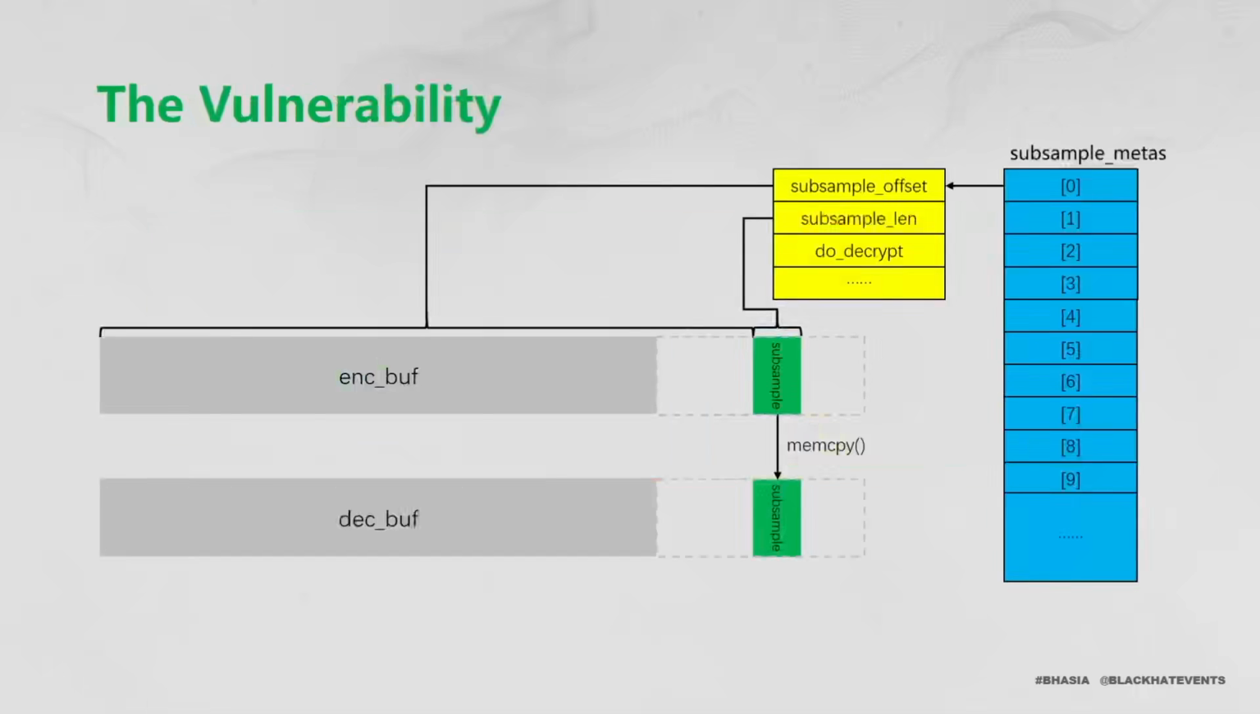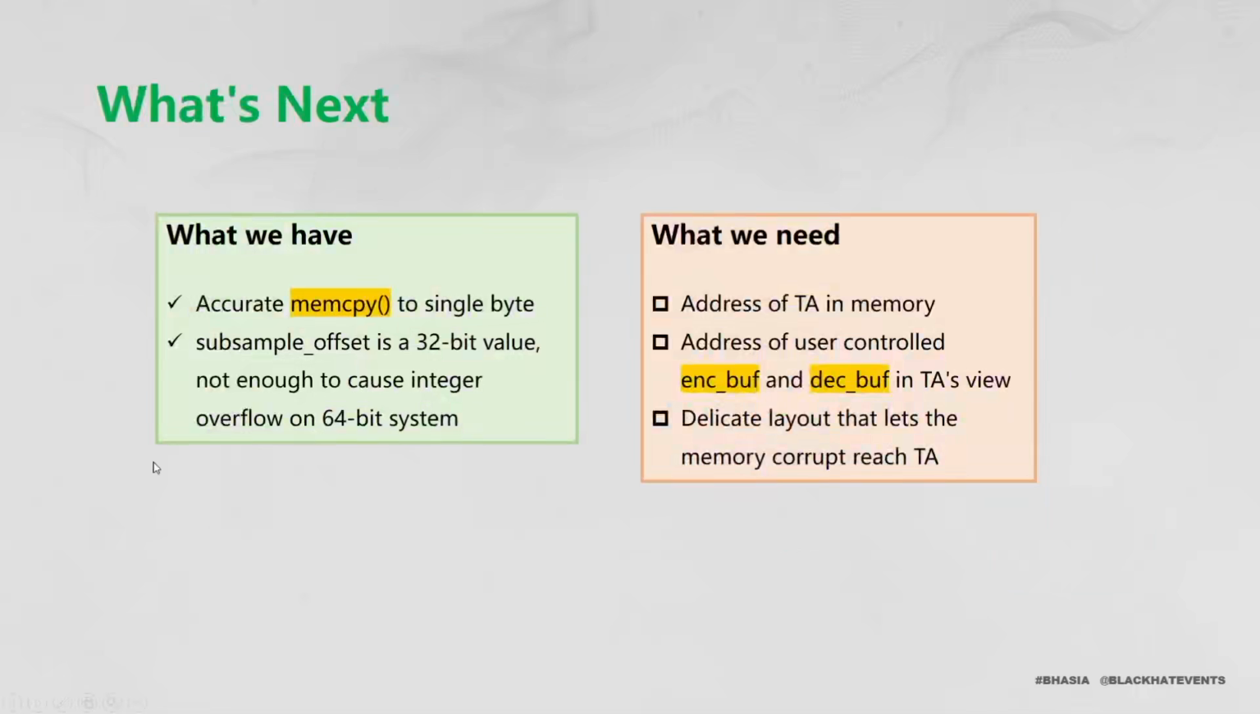And the ink buffer and the decryption buffer. So what's next? We need to find more information so we can turn this vulnerability to exploit. We need the address of the TA, and we need the address of our buffers, our shared buffers, and we need a delicate memory layout that can let our memory corruption reach the TA.